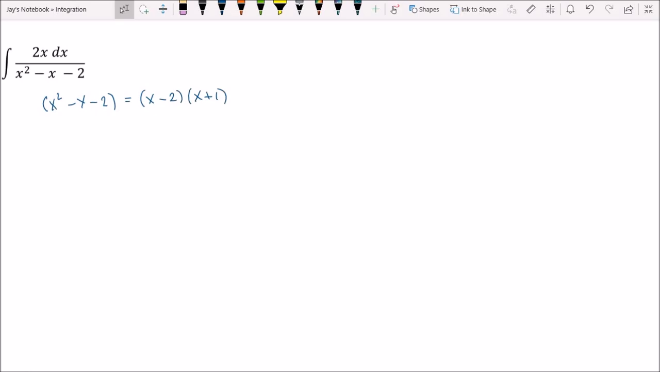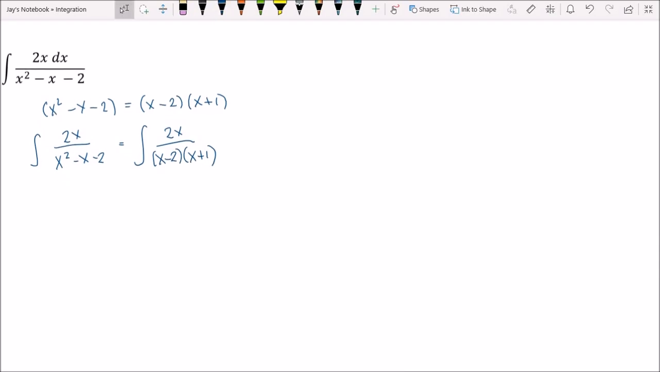In this case, we can rewrite the function: the integration of 2x over x squared minus x minus 2 is equal to the integration of 2x over x minus 2 times x plus 1. So in this case, we can now use partial fractions. So let's decompose 2x over x minus 2 times x plus 1. Don't forget dx.